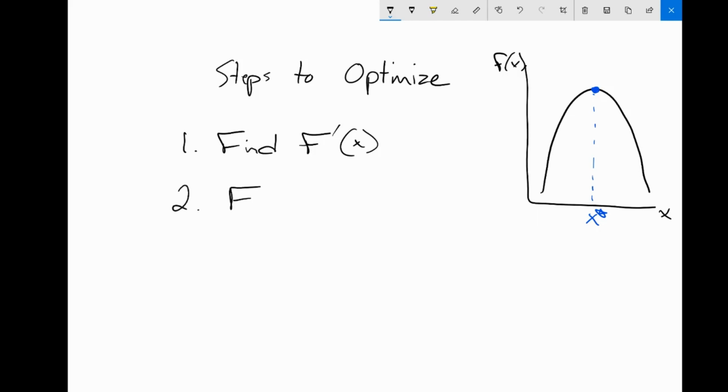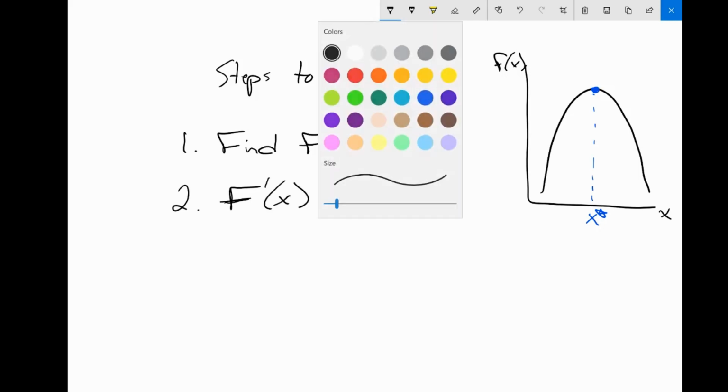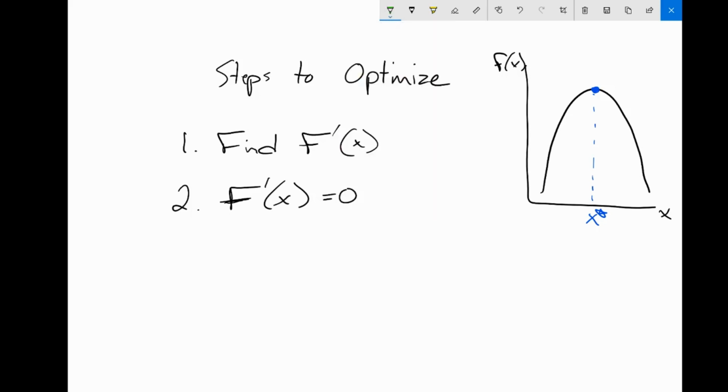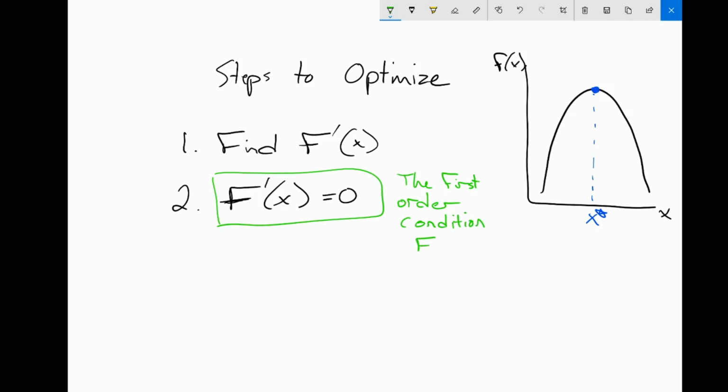Step 2 is we set f prime of x equal to 0. As a side note, this is called the first order condition, or the FOC. So we take our function f of x, and we find f prime of x. Then we set f prime of x equal to 0. We know that the optimal value of x is the value of x where f prime of x equals 0.